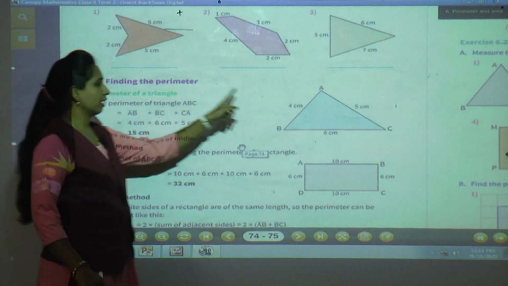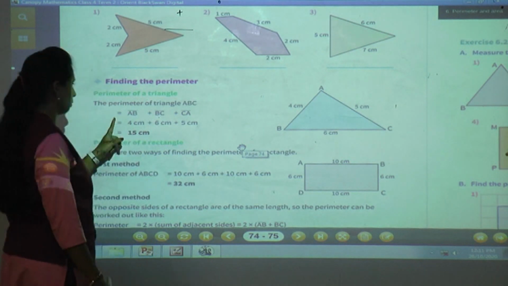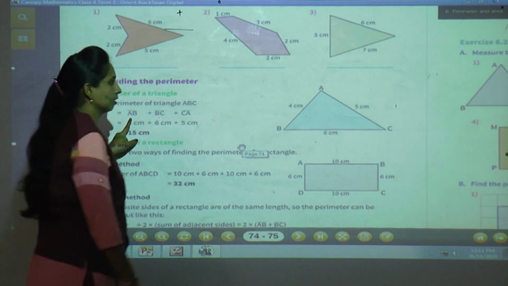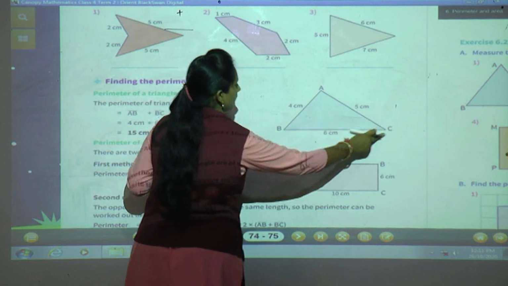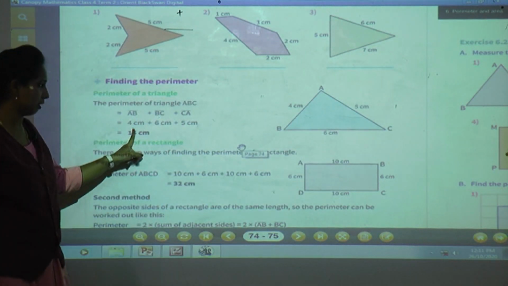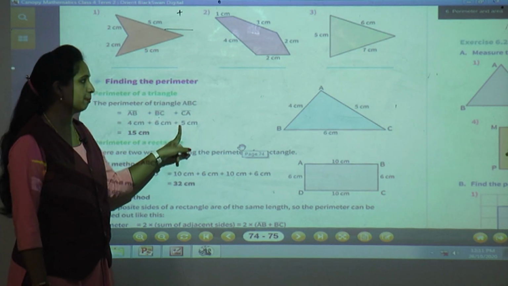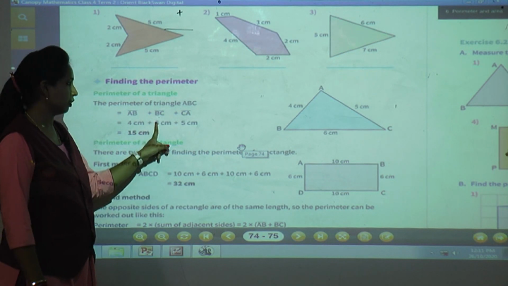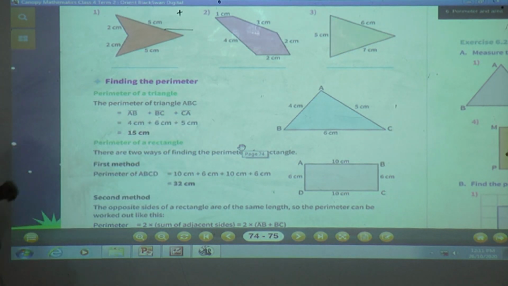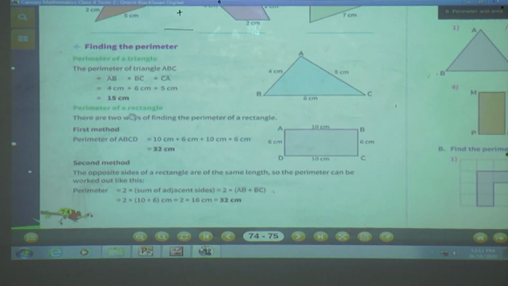The perimeter of triangle ABC is equal to AB plus BC plus AC. How much is AB? 4 centimeter plus BC is 6 centimeter plus AC is 5 centimeter. Now add 4 plus 6, 10 centimeter, 10 plus 5, 15 centimeter. Understood? In this way you have to find out the perimeter of a triangle. Clear? Yes. Now we will see how to find out the perimeter of a rectangle.